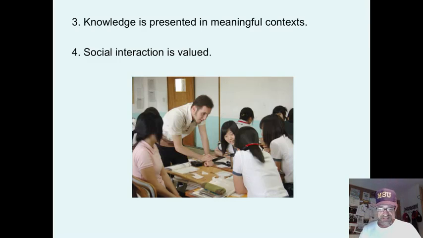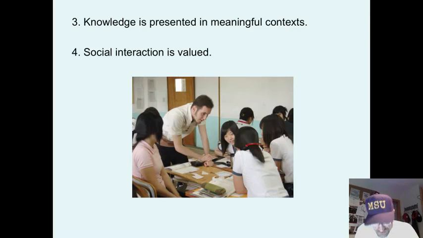Knowledge is presented in meaningful context. New knowledge is best learned in the context of pre-existing knowledge and personal experiences. So teachers design instruction, assignments, activities around what students know or have experienced. That means they create thematic or integrated curriculums that's used to integrate new knowledge across a variety of contexts.